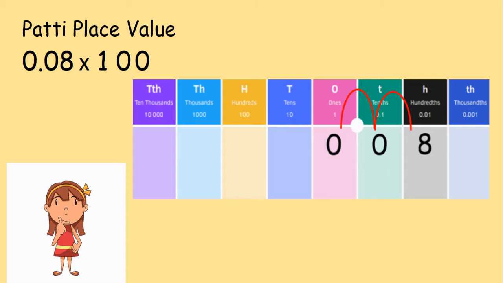Well done. I need to move each digit 2 times to the left, as I'm multiplying by 100, and therefore my number will get 100 times bigger. If I move my ones 2 times to the left, I will have 0 hundreds. If I move my tenths 2 times to the left, I will have 0 tens. And if I move my hundredths 2 times to the left, I will have 8 ones. I don't need to write the 0 hundreds and 0 tens. Therefore, my answer will be 8.